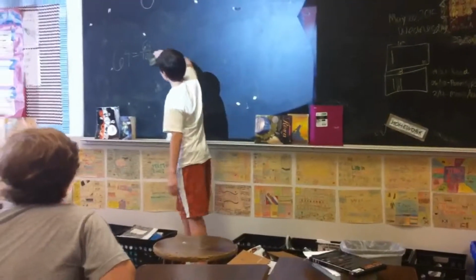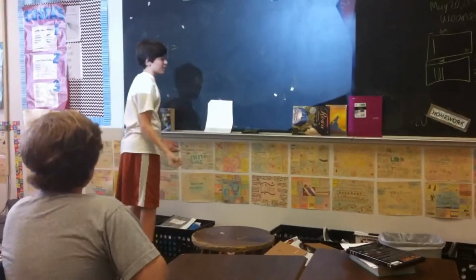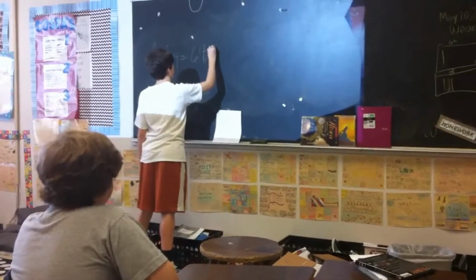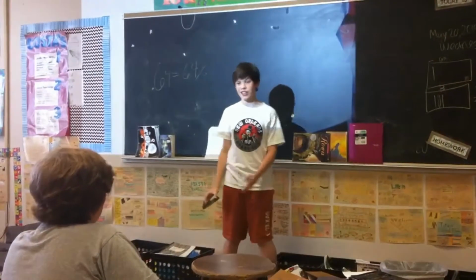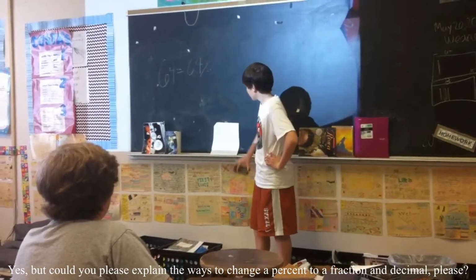If you want to convert a decimal to a percent, you first make a decimal like 64 hundredths. You make 64 the percent because both a decimal and a percent are out of 100. Do you understand? Yes, but can you please explain the ways to change percent to fraction and decimal, please?